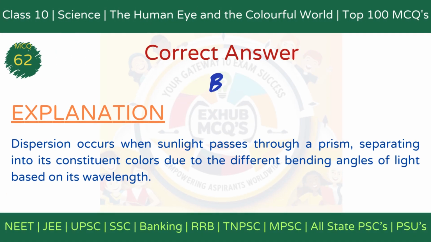The correct answer is option B, dispersion. Explanation. Dispersion occurs when sunlight passes through a prism. Different wavelengths of light refract at different angles, separating white light into its constituent colors, forming a spectrum.